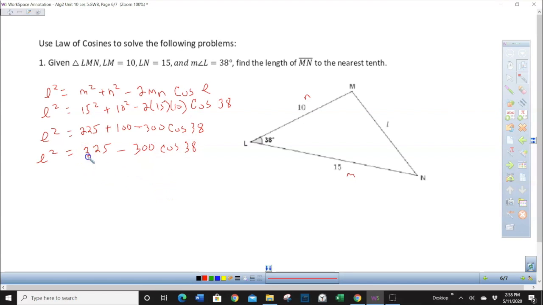Now, we want l by itself, so we're going to take the square root there and the square root here. So l equals, now this is a calculator problem, so you're going to do the square root of 325 minus 300 cosine 38, and you're going to get 9.4. So now we know this side, MN, which is what we were looking for, is 9.4.